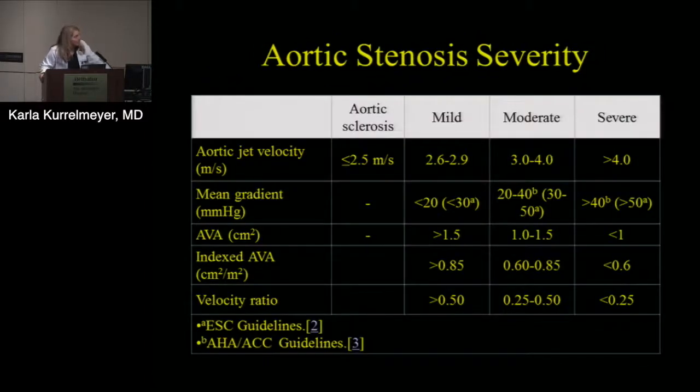Now, how do we determine aortic stenosis severity? I think you've all seen this. There's a little bit of variability between the ESC and the AHA/ACC guidelines, but again, it's very important, in addition to just measuring the mean gradient and the aortic valve area, to index it in people who are on the extremes of sizes. So little tiny people or huge, gigantic people, you really need to index it, because it may be functionally significant for them, even though all these others just fall in the moderate range. The velocity ratio is also very helpful in some of these patients in trying to figure out whether or not it's severe.